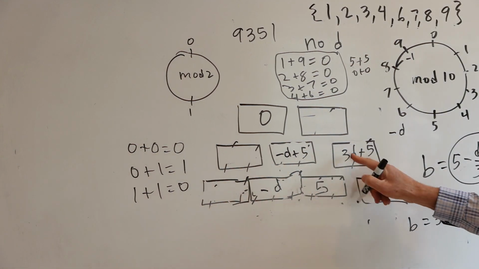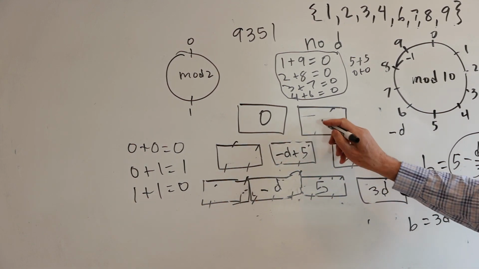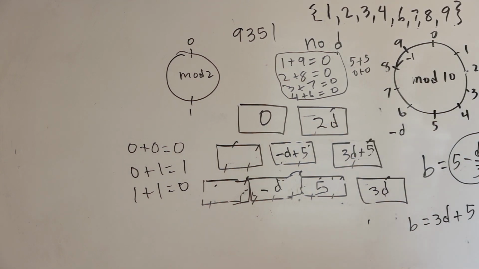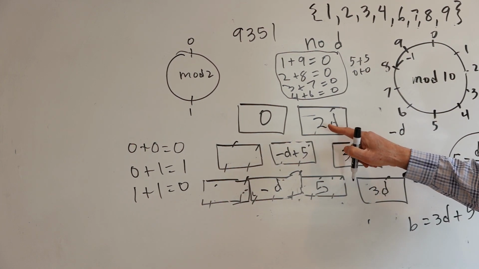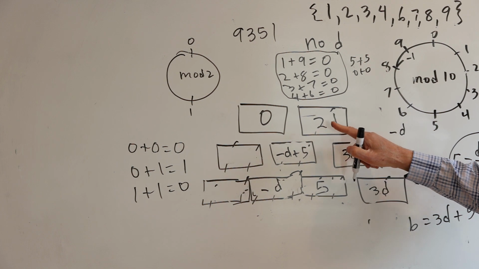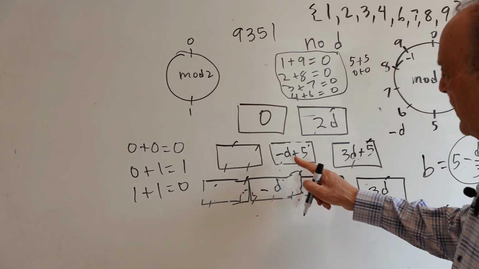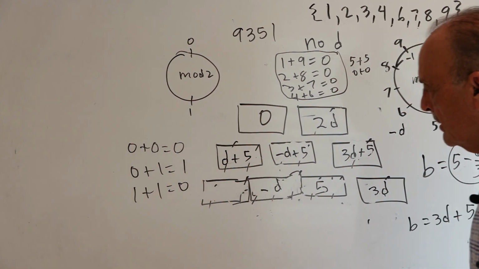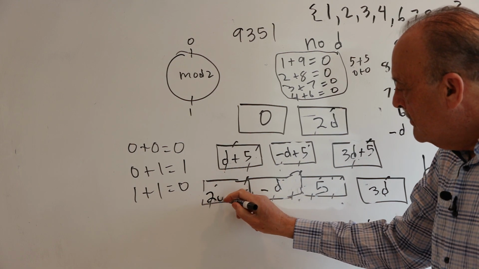And if you add this and this, the 5 and the 5 cancel, and negative d and 3d would be 2d. Which goes with our example. When we used no 7, 4 was there. And 2 times 7 is 14, which equals 4 on the mod 10 clock. Now this would have to be d plus 5. Which makes this 2d plus 5.